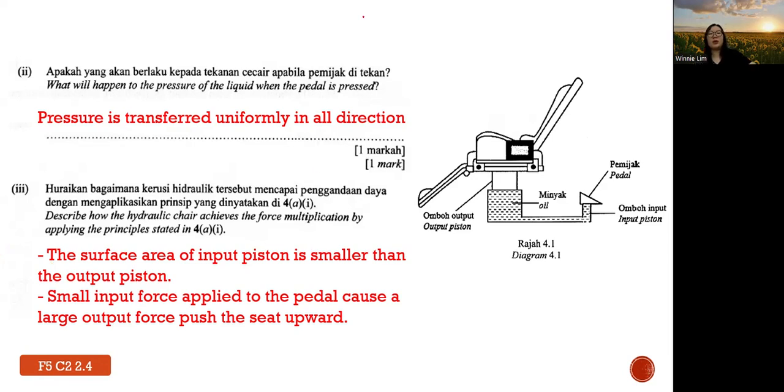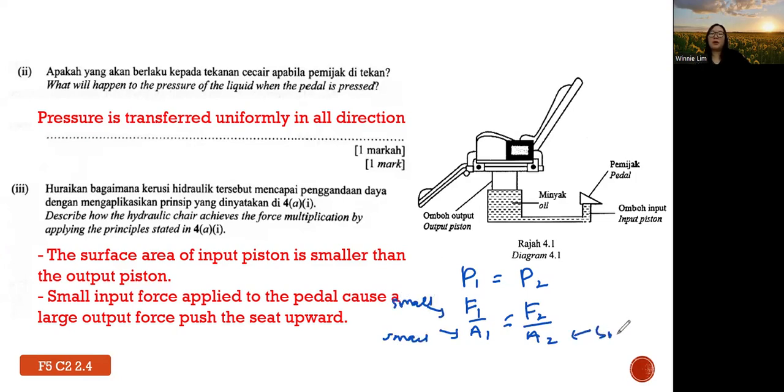Okay, so basic concept, we have the pressure the same, P1 equals to P2, assuming P1 is the input, then P2 is the output. So F1 over A1 equals to F2 over A2. So I tell students, when your area is small, then your force will be small. Small area, small force. Big area, big force. So we always will apply a small force. So the pedal one should be the input, which is the small one, okay?